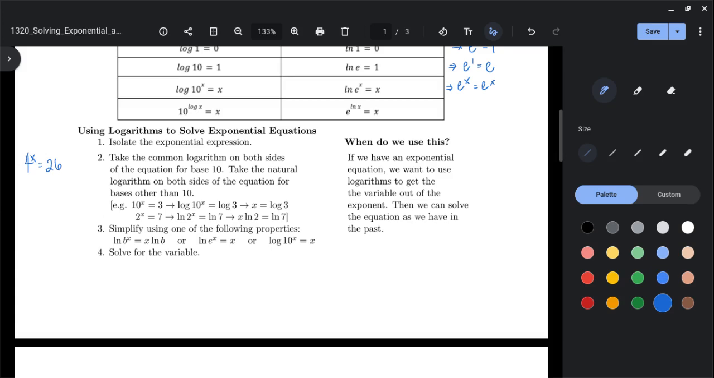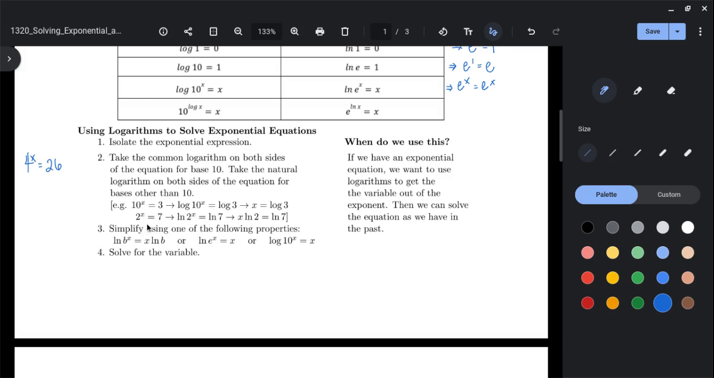Step 2, you're going to take the common logarithm on both sides of the equation if it's base 10. If not, you're going to take the natural logarithm on both sides of the equation for bases other than 10. So I have some examples here listed. In this first example, we have 10 to the x power equals 3. Well, our base of our exponent there is 10. So we would want to take the common logarithm on both sides as shown.